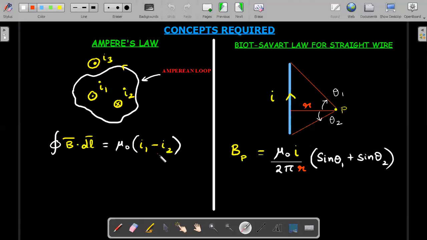But a very important thing that people tend to forget when using this on the LHS is: what is this B here?